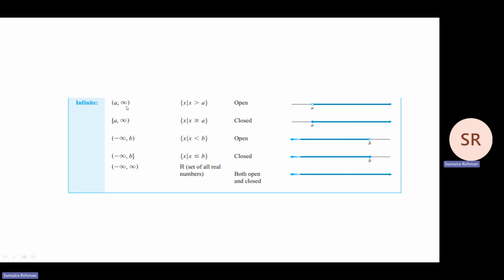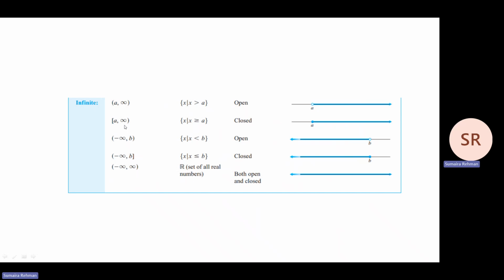Here you can see that this is an open interval, but it is infinite on the right-hand side. Here this a is not included this time, that's why we are using strictly greater than. This means this point a is not included, but the rest of the points to the right side of a, till infinity, will all be included in this interval. And now here we have the half-open and closed interval.